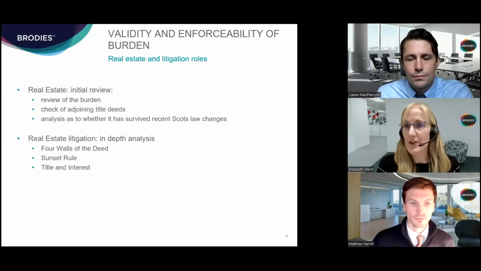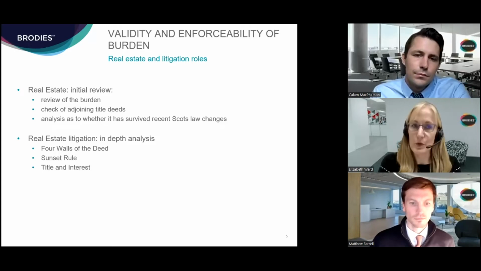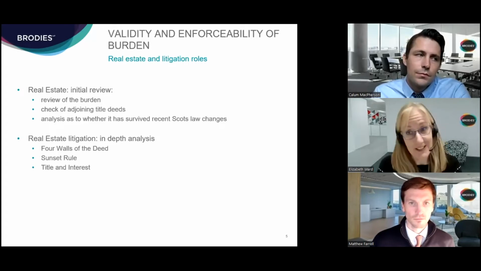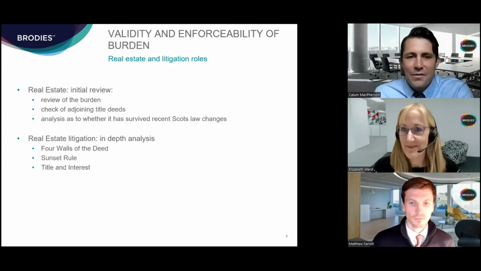At that point, we'll have our initial analysis, we'll have discussed with the client, and if there's any risk that that burden is still live or is still enforceable, at that point we then need to go into the in-depth analysis, and that's where we turn to our property litigation colleagues, because they have the very in-depth experience of removing these. And at that point, I will usually hand over to my colleague Calum, as I will do just now, and he'll speak to the in-depth analysis that the litigation team does. Thanks, Elizabeth.